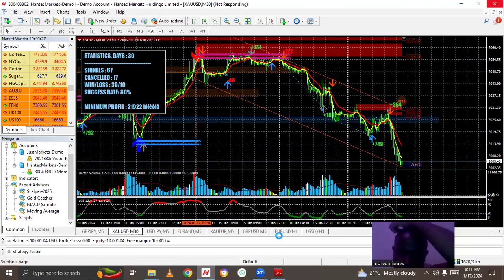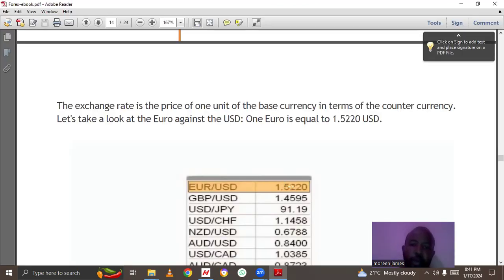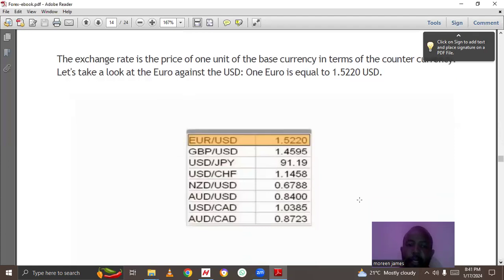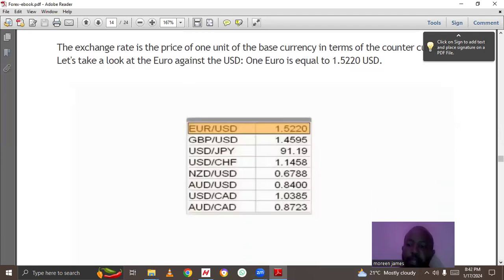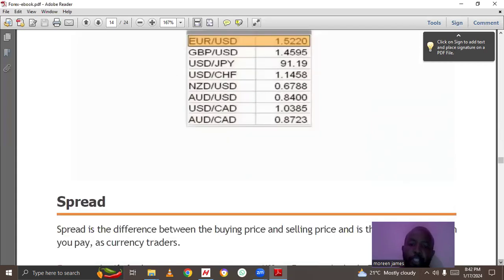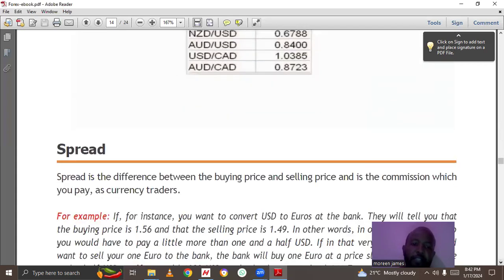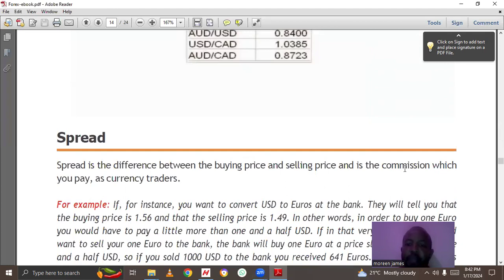I'm hoping this platform does not freeze. Okay, let's continue. So the euro against the USD is 1.5220. And let's check our price here. So 1.5220. So that's the price. It keeps changing. I need you to get that. Spread is the difference between the buying price and the selling price. And it's the commission which you pay as a currency trader. So that's what you pay, the spread.